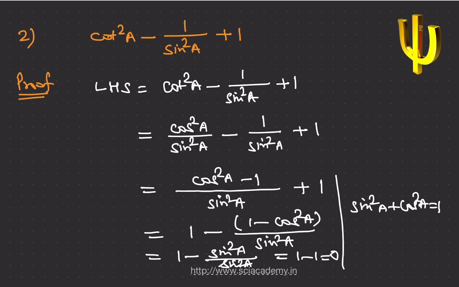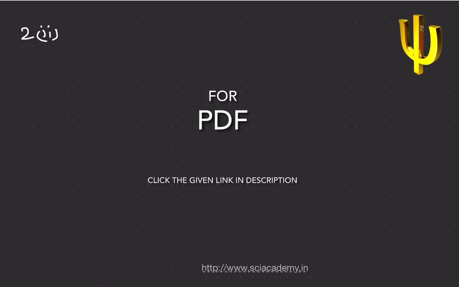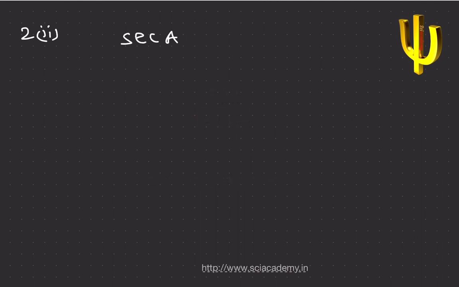Hence we prove the problem that is given cot square A minus 1 by sin square A plus 1 equals to 0. So we get LHS equals to RHS. Now the next problem is the second part. We have to prove that sec A into 1 minus sin A into sec A plus tan A equals to 1.